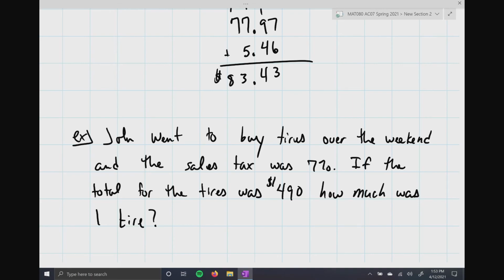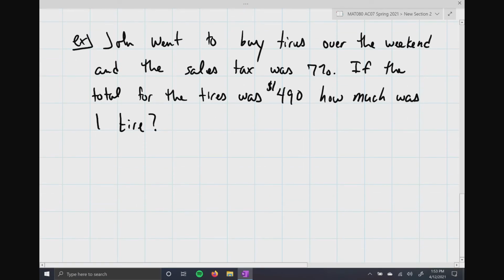Okay, but I'm not asking for how much is one tire plus sales tax. I want to know, when I'm looking at the rack and I see all the tires, what does the price tag say? So, let me help you out here. I'll get us started. Here's what we know.